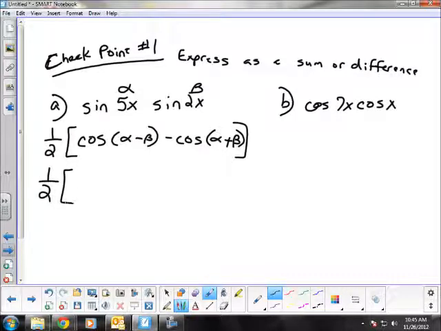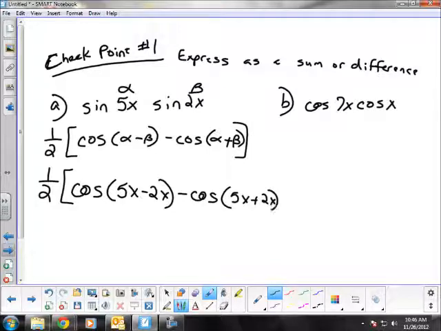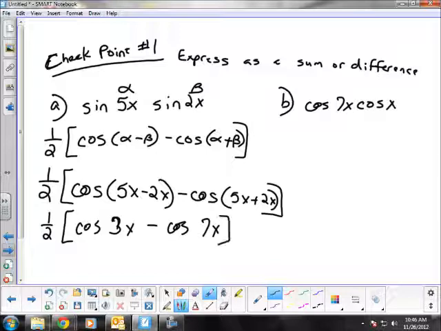So I've got 1/2 times the cosine of 5x minus 2x minus the cosine of 5x plus 2x. And then you simplify that, and so it becomes 1/2 times the cosine of 3x minus the cosine of 7x. Okay? Any questions about that?